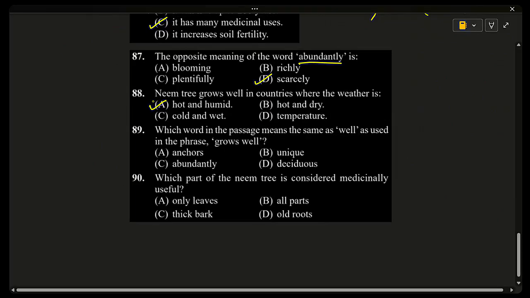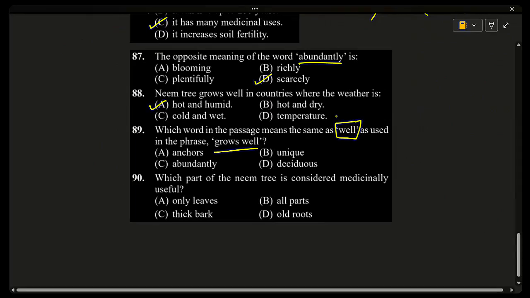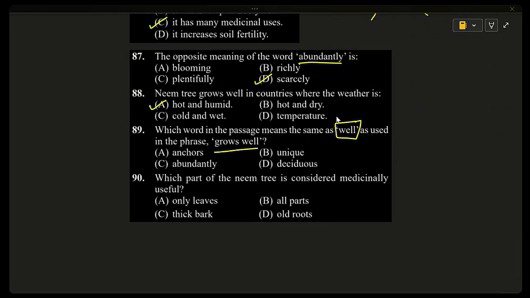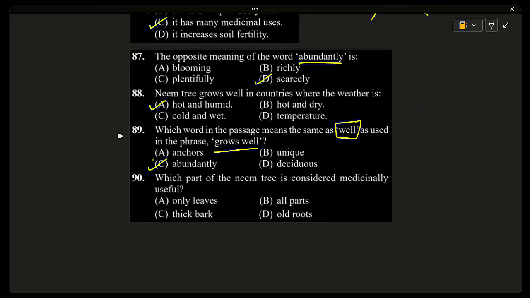Which word in the passage means the same as well, as used in the phrase grows well? We used grows well in the phrase. So which word in the passage means the same as well? We want the word having the same meaning. Anchors, unique, abundantly, deciduous. Grows well means abundantly. Abundantly means high in number. Grows well means the number of trees are more. More in number means we call it abundantly. And 90.